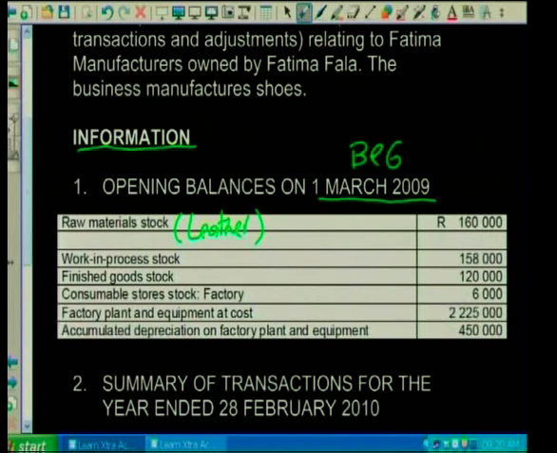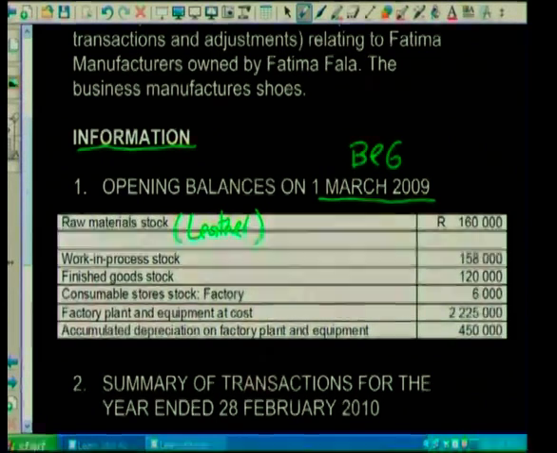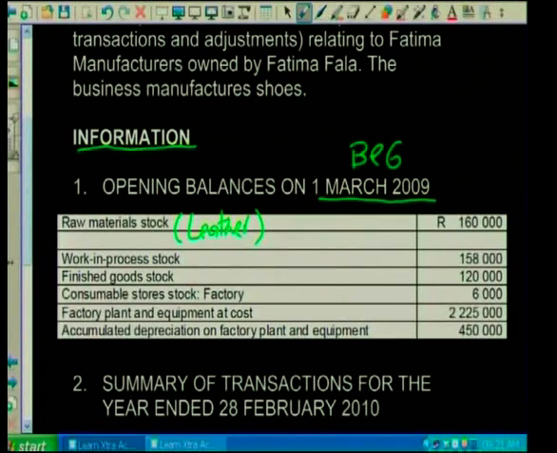Then work in progress stock. This is where we take the leather, we probably take the glue, we take whatever else, and we start making the shoe. So the shoe is not completed as yet, but is work in progress. In other words, it is nearly completed, or you've started with it. Finished goods stock is where the actual shoes have now been manufactured. So this is your completed item. Okay, the completed pair of shoes.